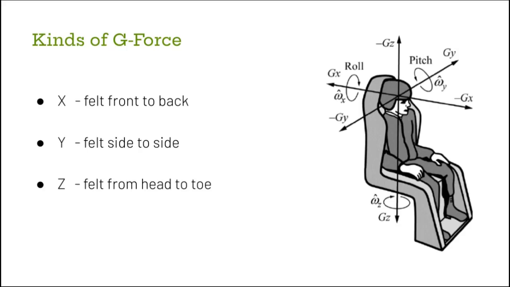Now there is Z force. This Z force is pushing you up and down. This happens on something like the Tower of Terror or one of those drop rides. You feel blood rushing to your head or rushing to your toes.